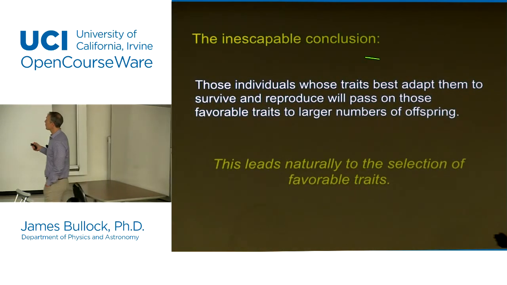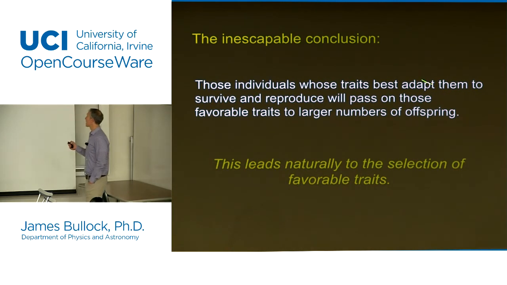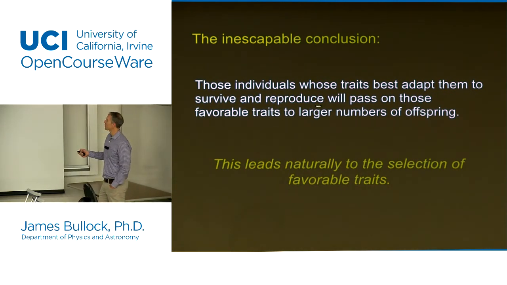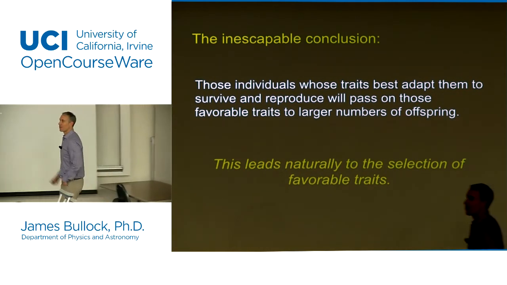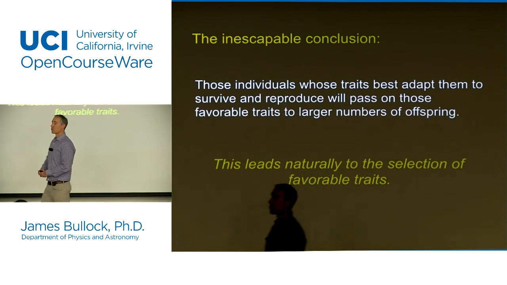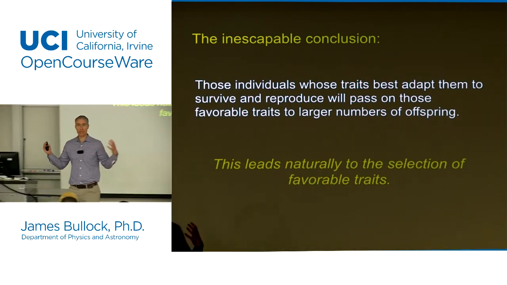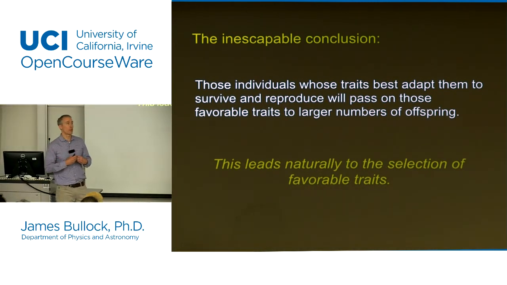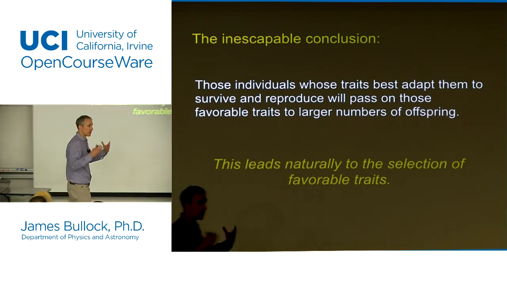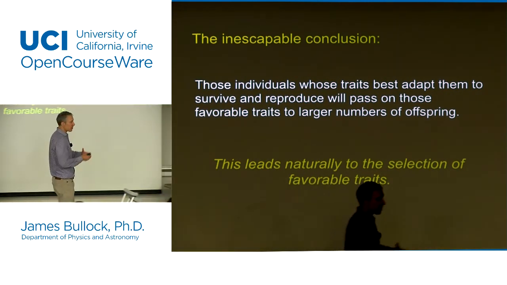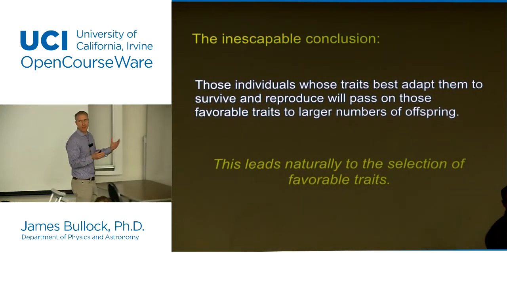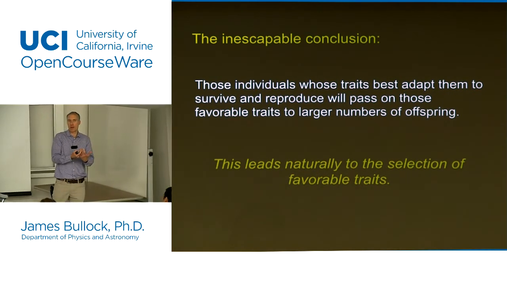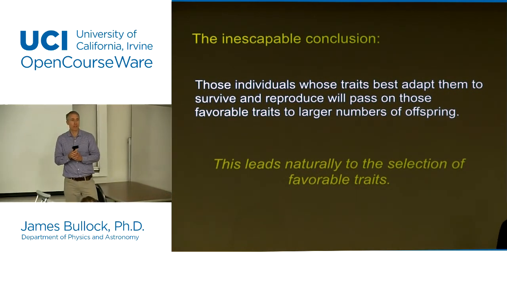So the inescapable conclusion is that those individuals whose traits best adapt them to survive and reproduce will pass on those favorable traits to a larger number of offspring. Right? So you have some randomness. That's the part we haven't really discussed. But you have a population of things that emerge, and there's some randomness in their traits. They're similar to their parents, but not identical to their parents.